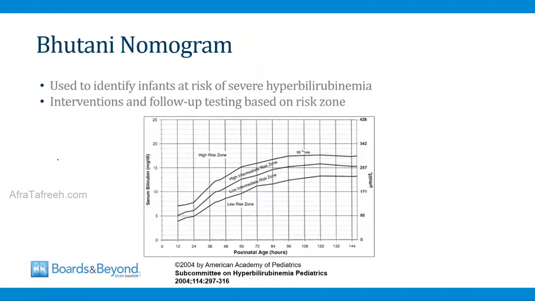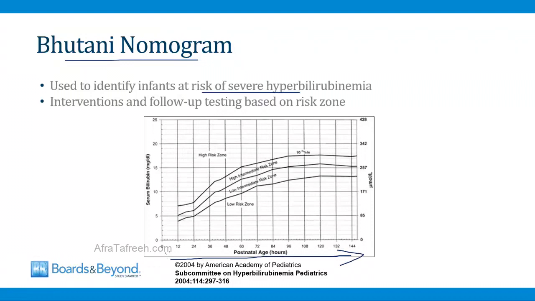In newborn babies, there's a graph called a Bhutani nomogram, named for the person who created the graph, and it's used to identify infants that are at risk of severe hyperbilirubinemia. The graph has the postnatal age of the baby in hours along the bottom, so depending on how many hours old the baby is, you find where they are along the x-axis. And then on the y-axis, you plot their serum bilirubin level.